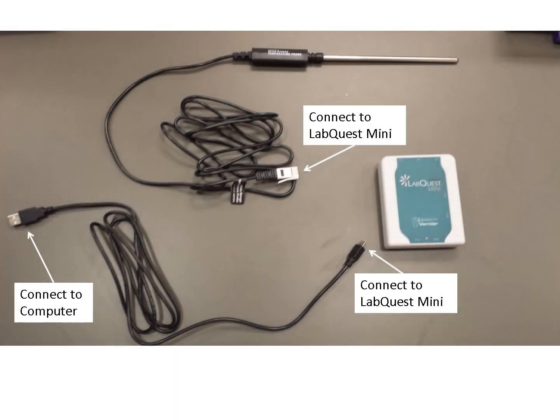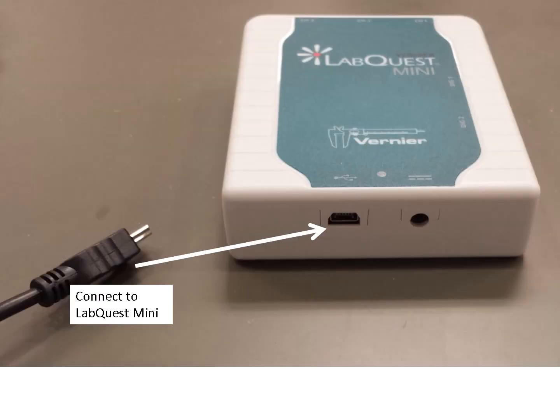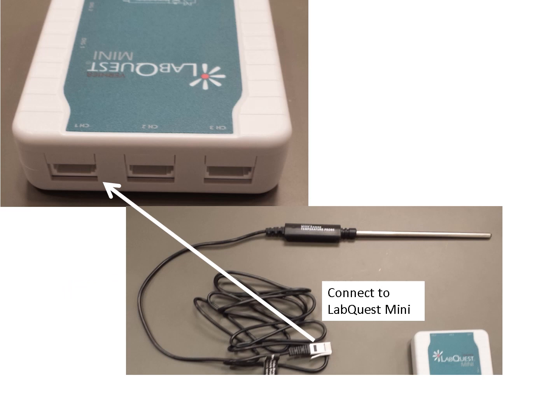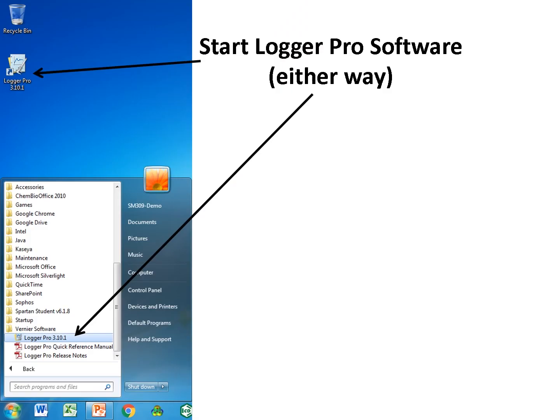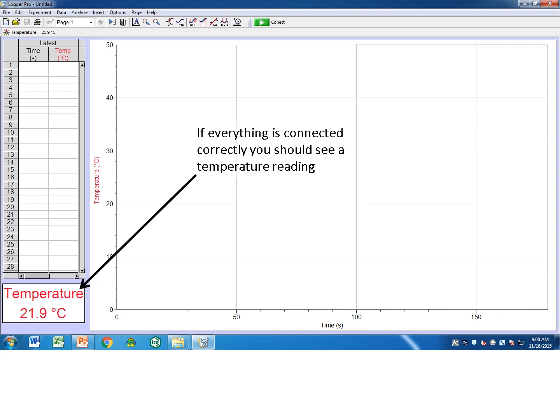Once you obtain a laptop and the proper cables, and the LabQuest Mini and temperature probe, connect the USB cable to the computer. Connect the other side of the USB cable to the LabQuest Mini, and then connect the temperature probe to channel 1. Once the computer is booted up and drivers are installed, we can then launch the actual Logger Pro software. If everything is operational, you should be able to see the temperature in the bottom left-hand corner.